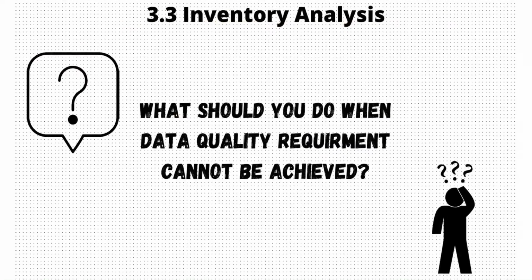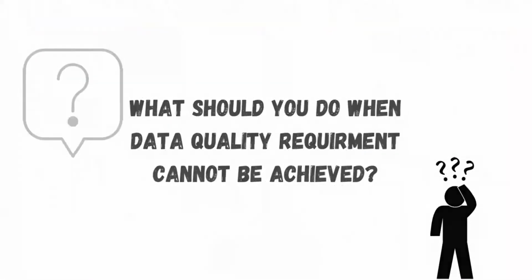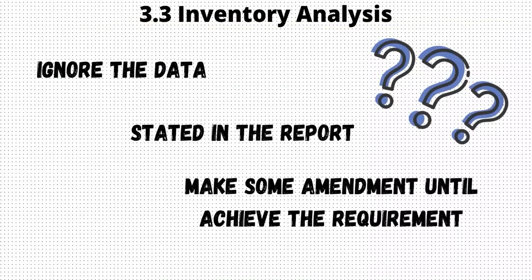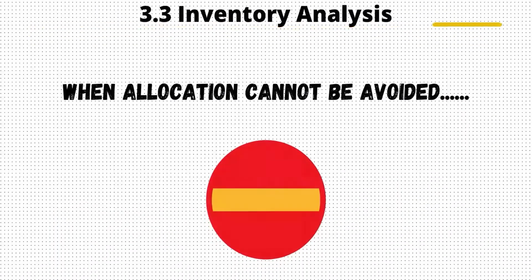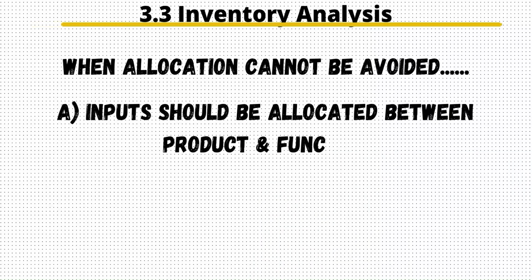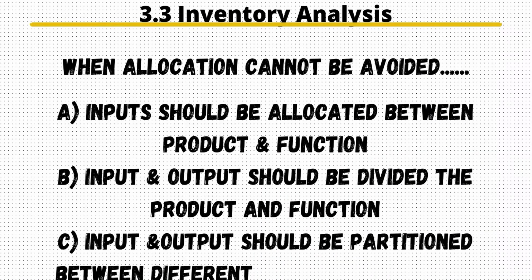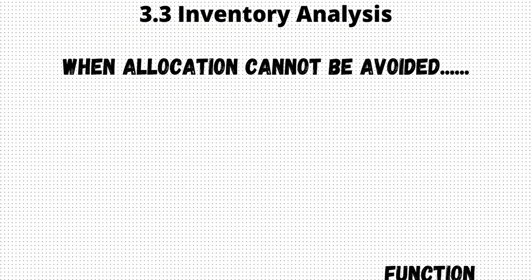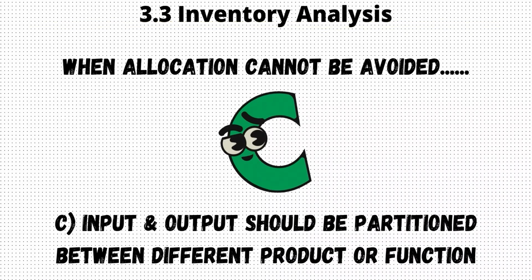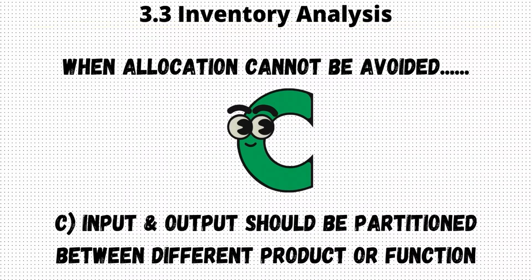What should you do when the data quality requirement cannot be achieved? Yes, the answer is you should state it in the report. Okay, next question. When allocation cannot be avoided, you should... C for correct. Input and output should be partitioned between different products or functions.